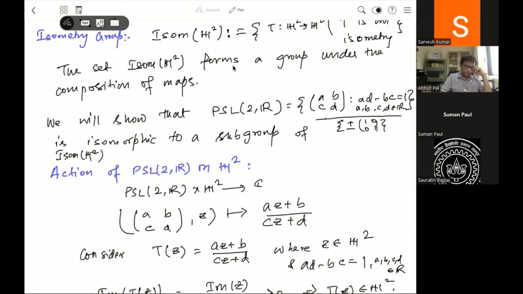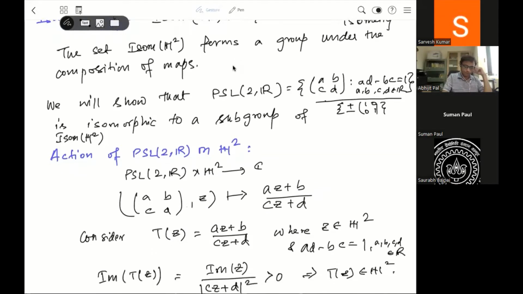So PSL2(R) is acting on H2 in this way. This action is by Möbius transformation. Now if I take z in H2, then (az+b)/(cz+d) will land in H2, not be a general complex number. In fact, it will lie in H2.